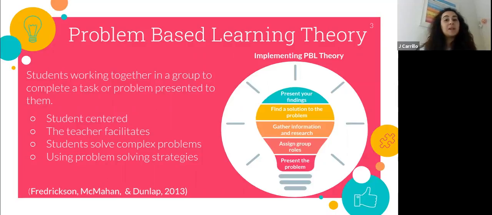The way of implementing problem-based learning theory is that the students are first presented the problem, then they are assigned roles in their groups. With their groups, they gather information and do research, and then they come to a solution on how to solve the problem, and then with their groups in the very end, they present their findings.